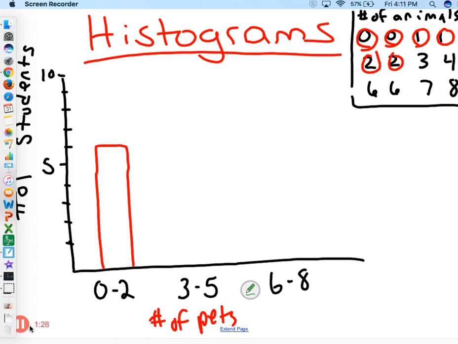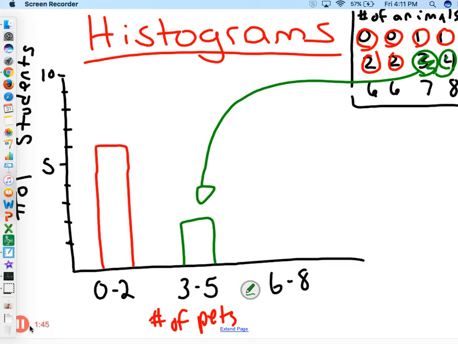The next one is the 3 to 5 bin. So I'm going to put all of them who fall between 3 and 5. The 3 and the 4 both get dropped in the 3 to 5 bin. So there were 2 of them: 1, 2. And the first one had 1, 2, 3, 4, 5, 6.